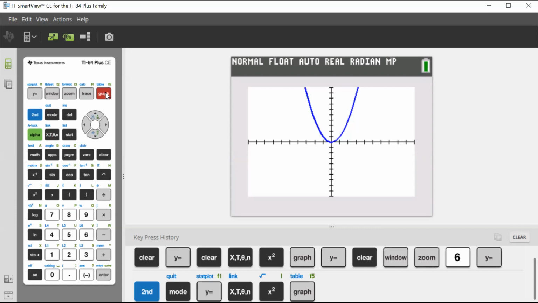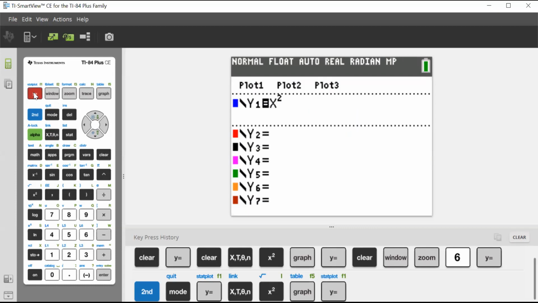All right, let's look at now graphing a different toolkit function. So I'm going to go back to my Y equals screen. I'm going to clear out the x squared. So I'm going to press over here on the right-hand side below the arrows. There's a clear button, so I'll hit that.